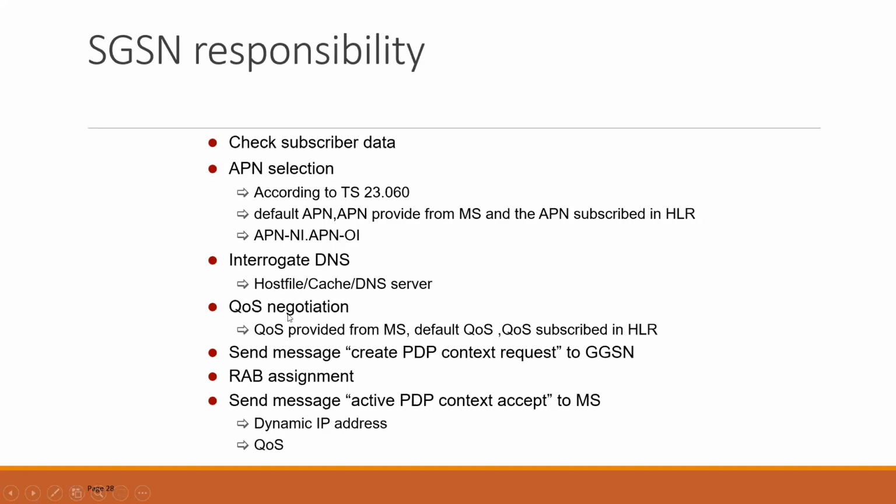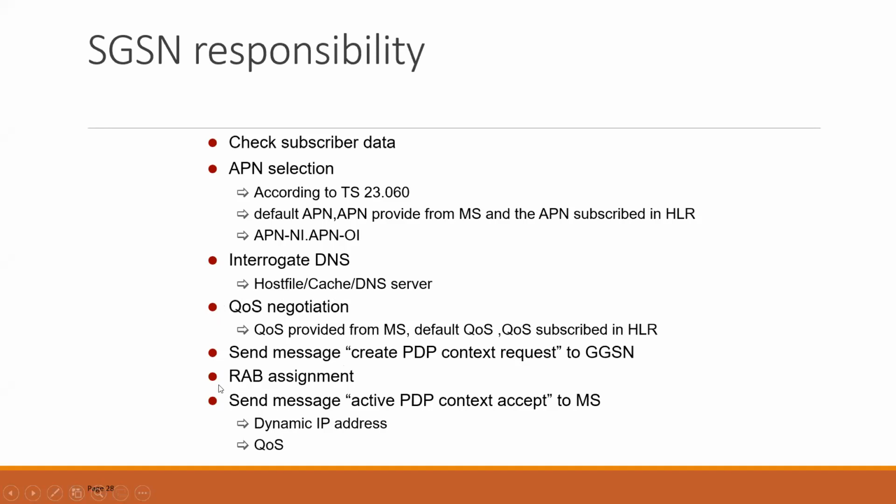Quality of service negotiation. Quality of service is provided by the MS. Okay. Then there is a default quality of service assigned with the default APN, and then there's a quality of service in the HLR. So the quality of service negotiation is done by the SDSN to ensure that one quality of service that is acceptable to all is assigned to this MSID and activate PDP context. Okay, then it will send a create message to the GGSN, including the APN as well as the quality of service.